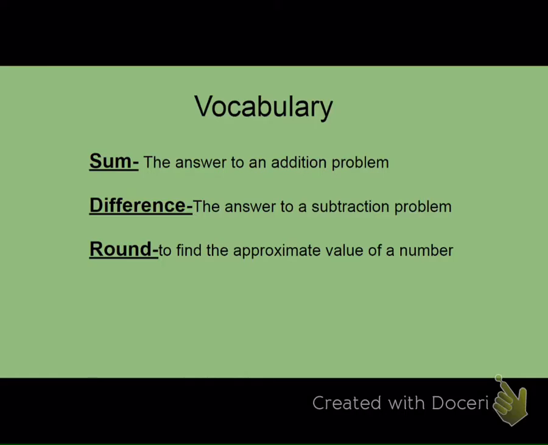Alright, so let's first take out our notebooks. If you'd make a heading 5-2 in the header of your notebook, and then write down these vocabulary terms. Sum, answer to an addition problem. Difference, the answer to a subtraction problem. And round, to find the approximate value of a number. Pause the video and write your vocabulary terms down now.